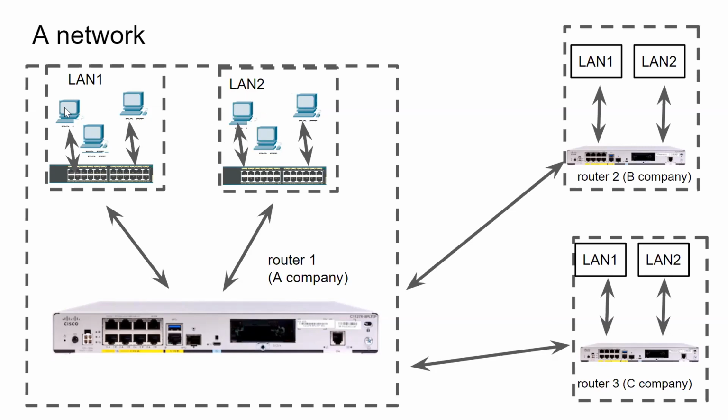And let's just say this computer over here in local area network 1 wants to talk to a computer in local area network 2 in router 3. Basically what this computer would do, it would go to the switch, that will go to the router, go to another router, router 3, and then that will go to the switch in LAN 2 and then go to the computer.